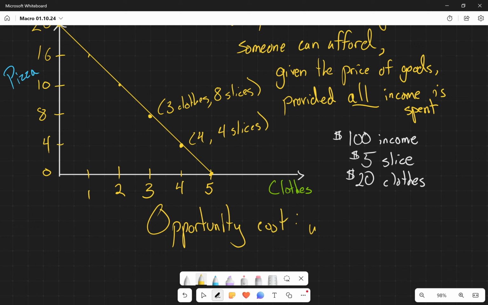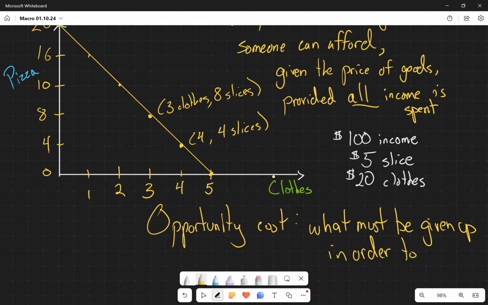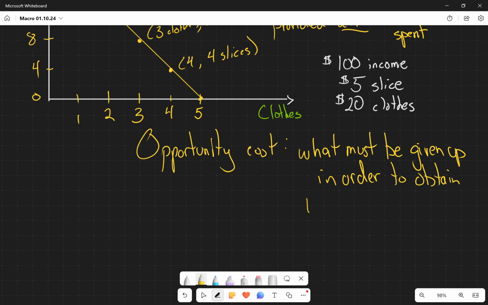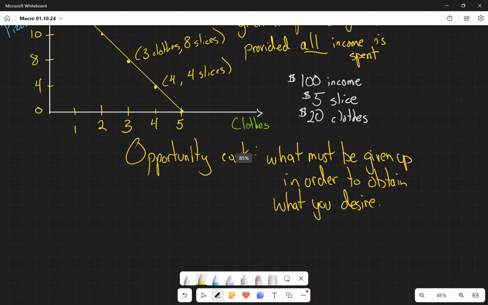This is what must be given up in order to obtain what you desire. So everything has an opportunity cost, right?